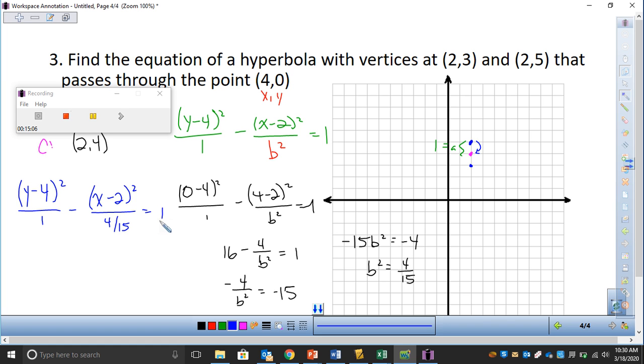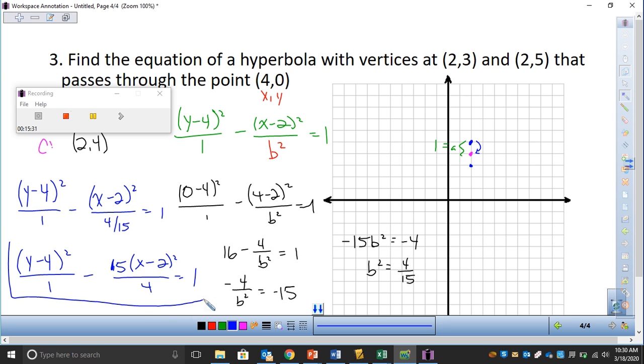equals 1. But you guys don't like fractions in the bottom of a fraction, and nor do I. So let's move this around. I would just work with this fraction and rationalize it, and so it becomes y minus 4 quantity squared over 1, minus 15 times x minus 2 quantity squared over 4, equals 1. So there is our equation, what we're looking for, the equation of our hyperbola, and we're good to go there.